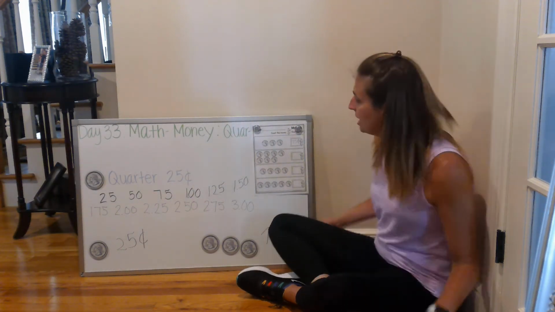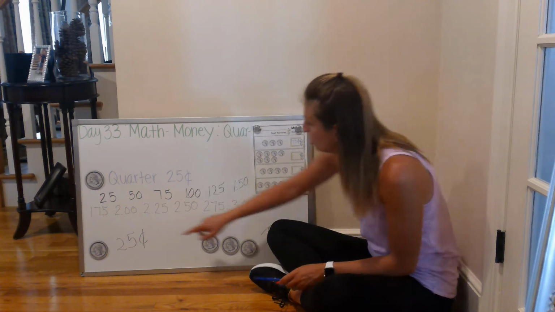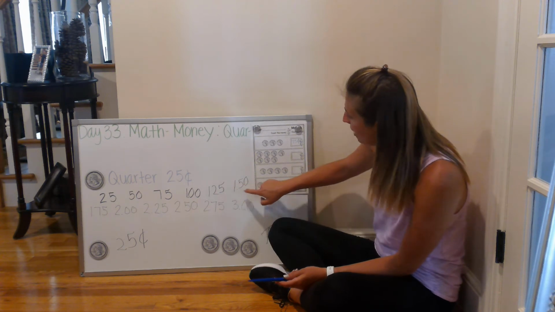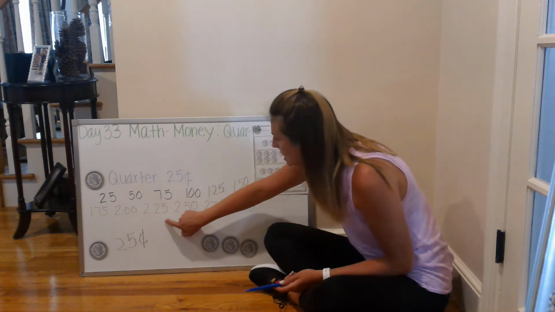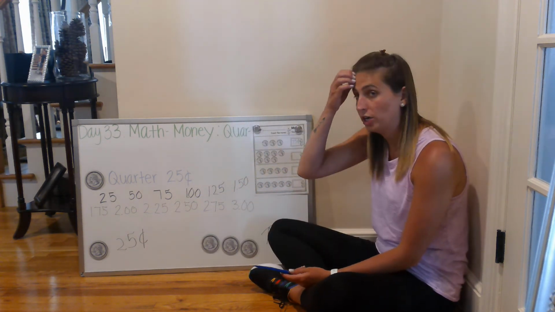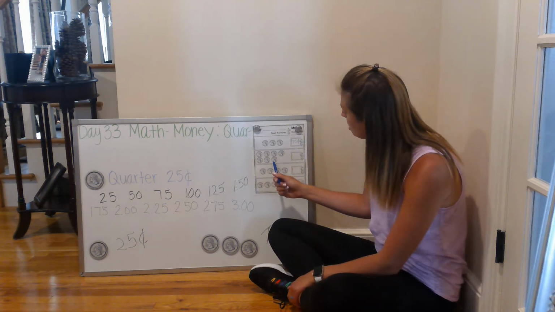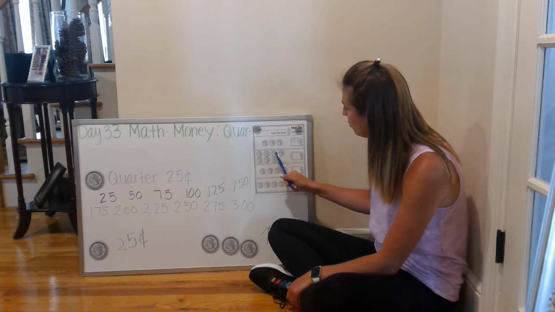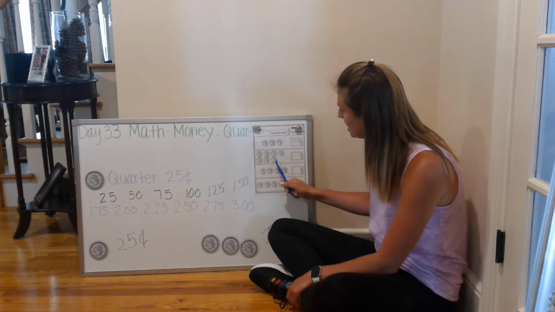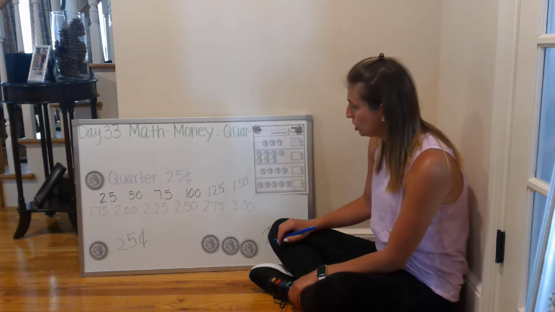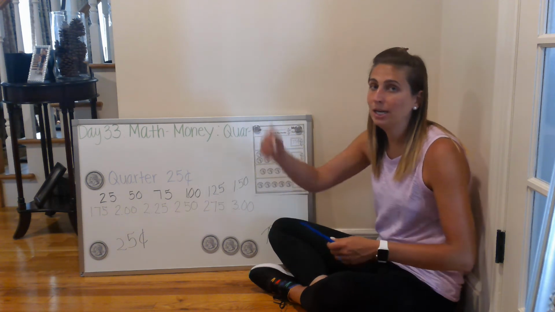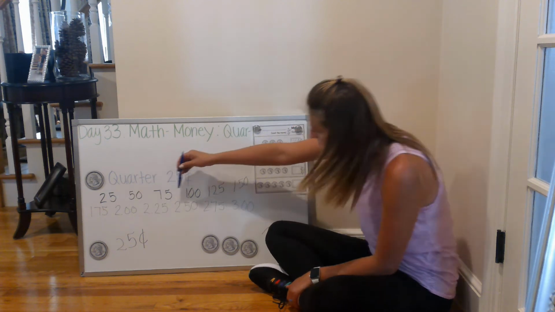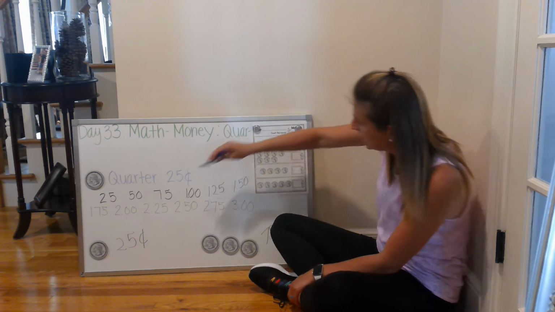So now that I extended my number line up to $3, so that means 1 quarter, 2 quarter, 3, 4, 5, 6, 7, 8, 9, 10, 11, 12 quarters that we have here. So now let's determine the total amount for our next group. We have 1, 2, 3, 4, 5, 6, 7. 7 quarters. Using my number line, I'm going to count 7 slots. 1, 2, 3, 4, 5, 6, 7.